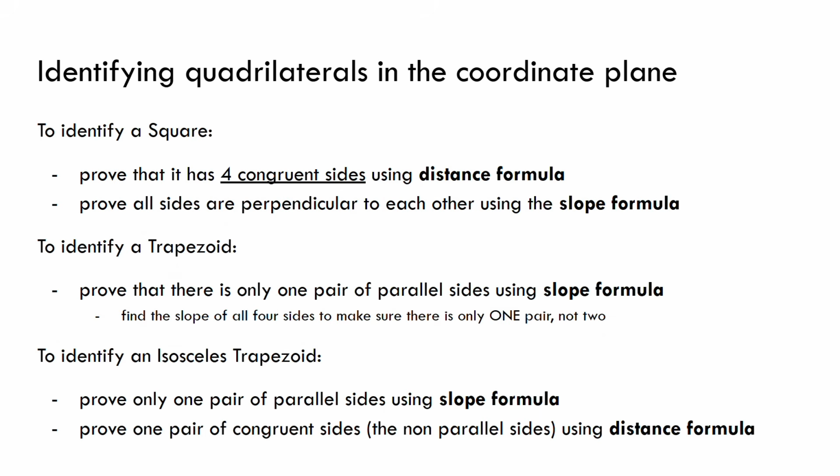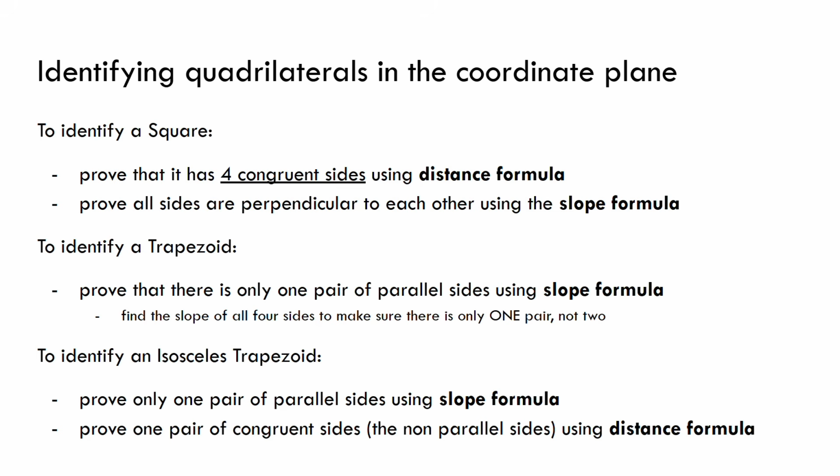To identify a square, you want to prove that it has 4 congruent sides using the distance formula, and then prove that all sides are perpendicular to each other using the slope formula. And for a trapezoid, prove that there is only one pair of parallel sides using the slope formula. And you want to make sure to find the slope of all 4 sides just to make sure that there's only one pair, not 2.